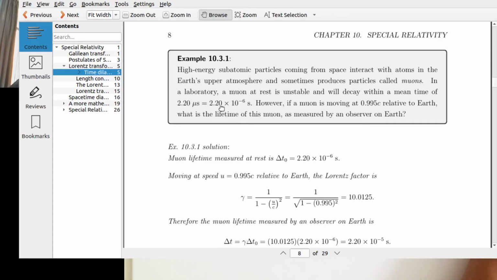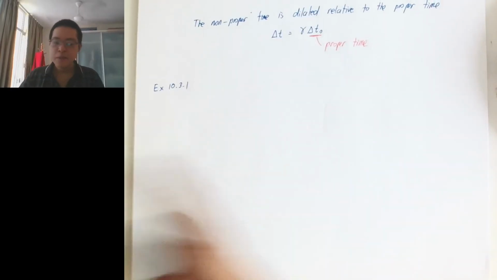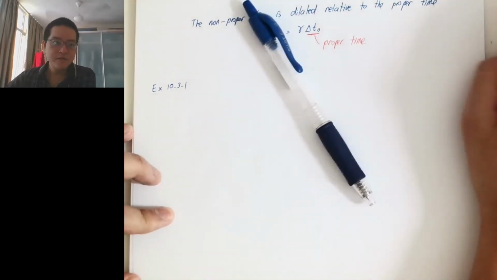Let's just take this time interval. Muons can only last for this long before they die or decay. But this muon from the atmosphere is traveling at 0.995 c relative to the Earth. So if you are measuring the moving muon, how long does it last?